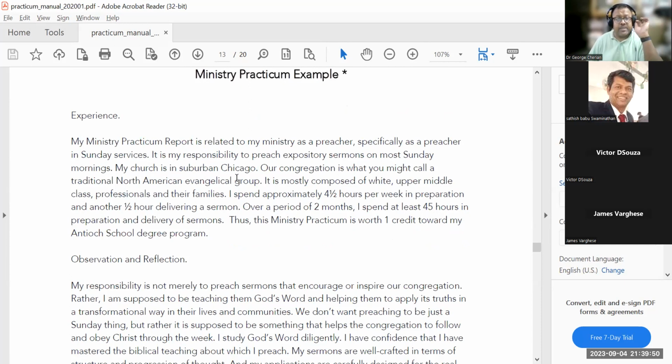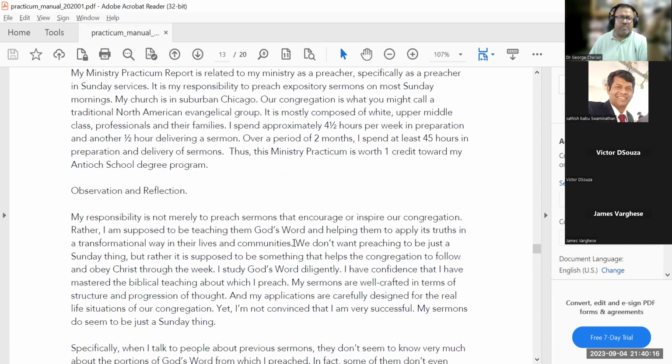My church is in suburban Chicago. Our congregation is what you might call a traditional North American evangelical group. It is mostly composed of white, upper middle class professionals and their families. I spend approximately 4.5 hours per week in preparation and another 1.5 hours delivering the sermon. Over the period of 2 months, I spent 45 hours in preparation and delivery of sermons. Thus, my Ministry Practicum is worth 1 credit toward my Antioch product. You can write it exactly.